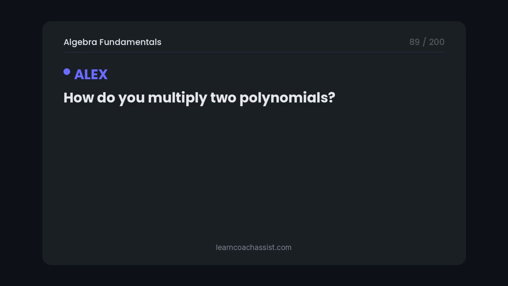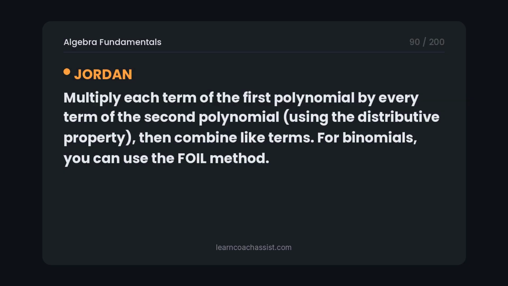How do you multiply two polynomials? Multiply each term of the first polynomial by every term of the second polynomial, using the distributive property, then combine like terms. For binomials, you can use the FOIL method.